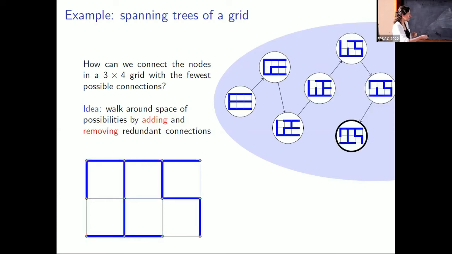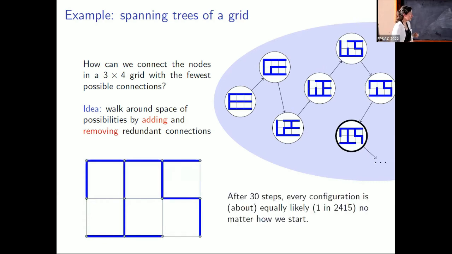I forget how many of these I've done. Let's see. Okay. And the guarantee is that after some number of steps, here about 30, no matter where you start, any particular spanning tree shows up with about equal probability. And so if you want to sample a spanning tree of your graph uniformly at random, you start anywhere and take about 30 steps in this Markov chain.